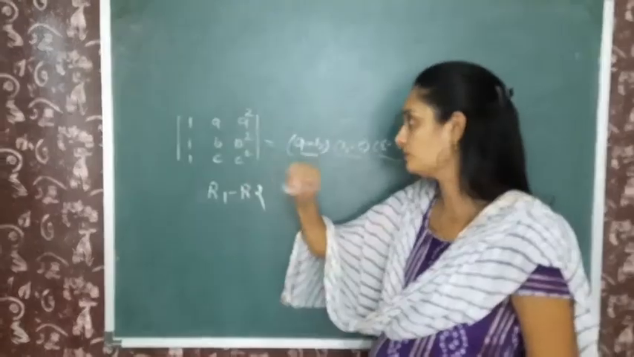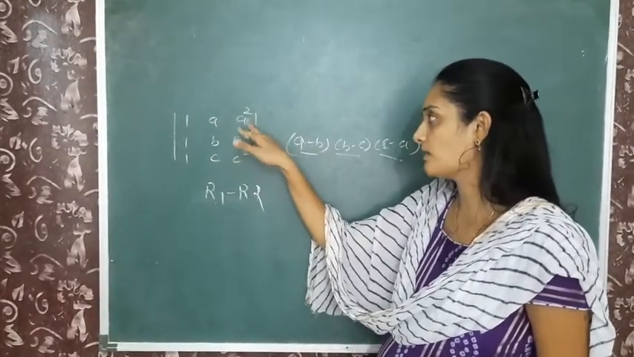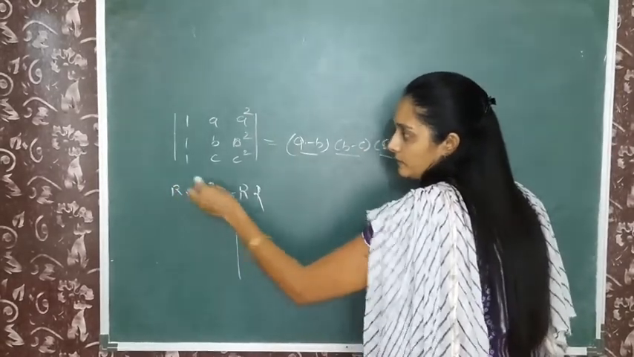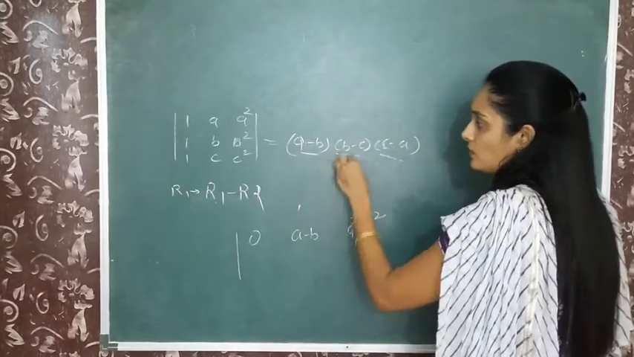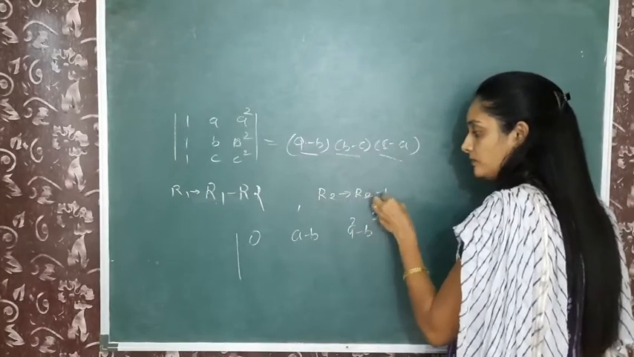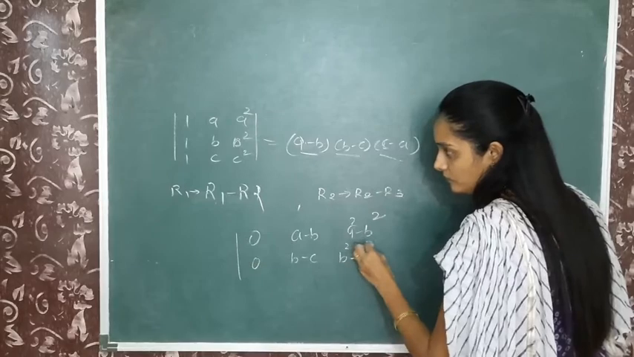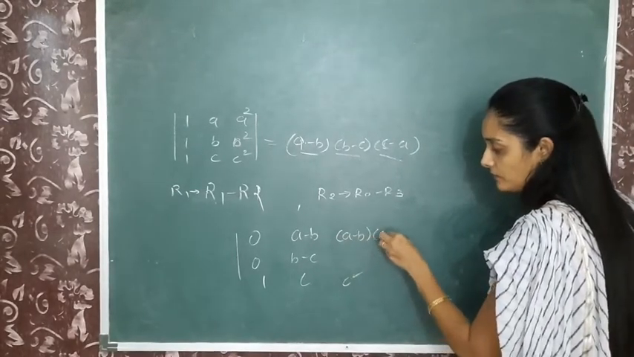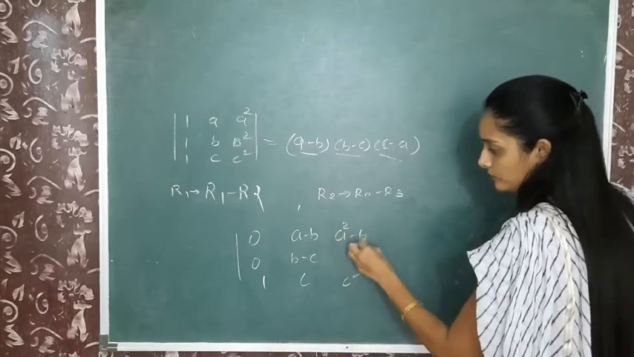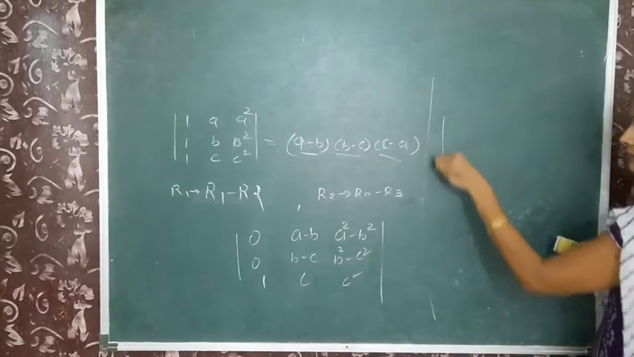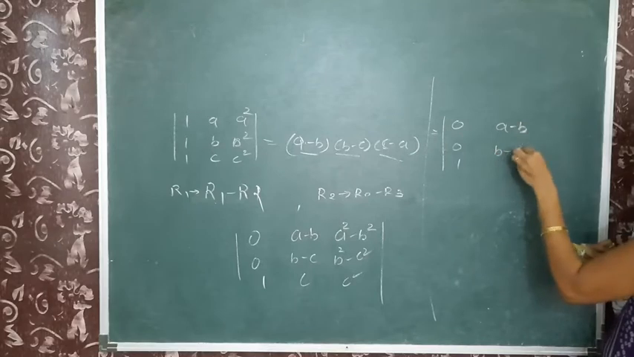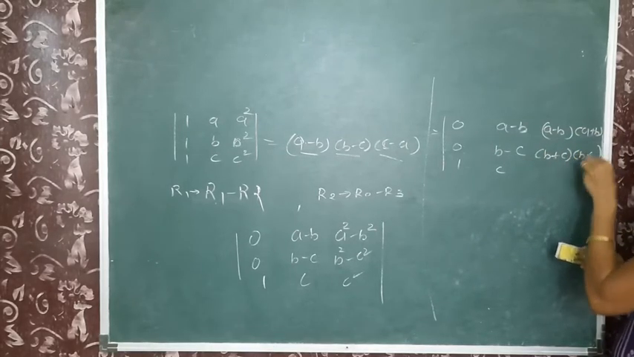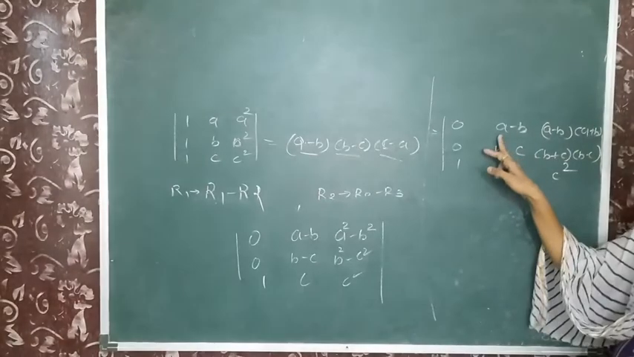When 1 minus 1, so 0, a minus b we want, and here a square minus b square, and the factor of a square minus b square is a minus b, so like this. And also we take here the factor of a square minus b square, we can replace it, so a minus b, a plus b. And then we take a minus b common from the first row.